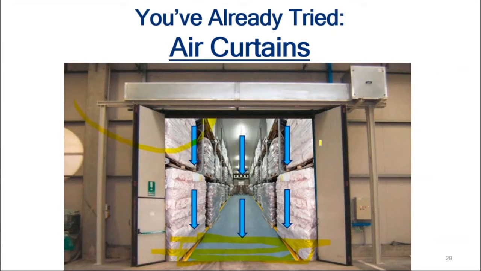So when you look at this opening without the air curtain, what you're going to see is air coming out the bottom, going in the top. As it goes in the top, it's going to carry moisture with it.